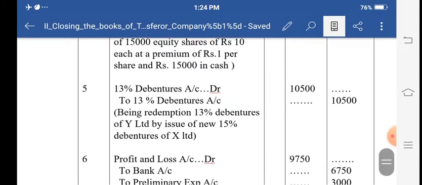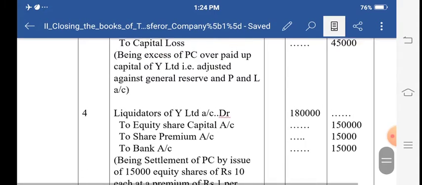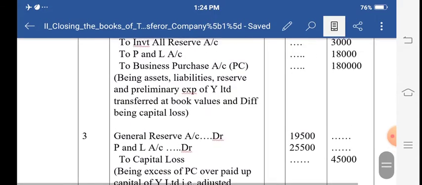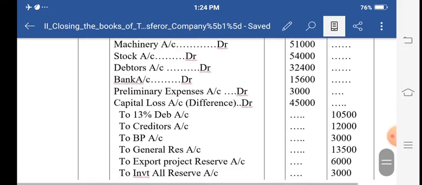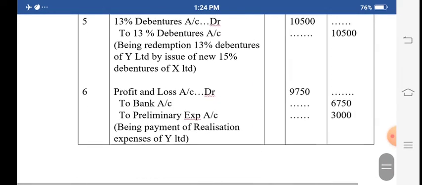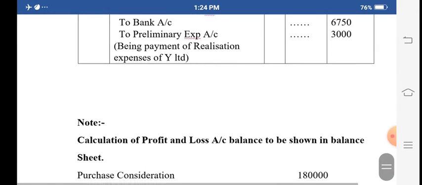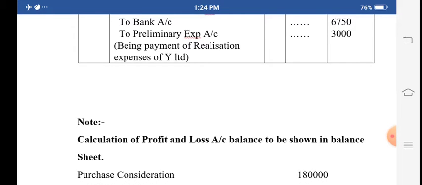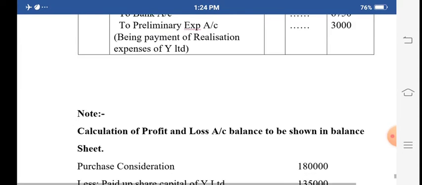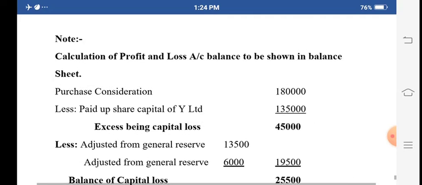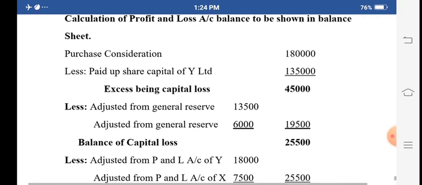You should know the format, and according to the format you have to pass the journal entries. These are the six journal entries. Now see the calculation of the profit and loss account balance to be shown in the balance sheet, which is useful to prepare the balance sheet.